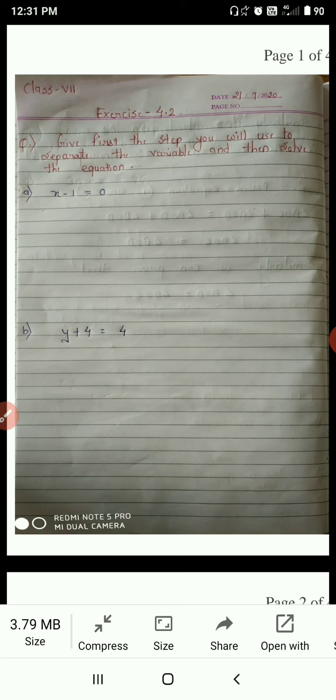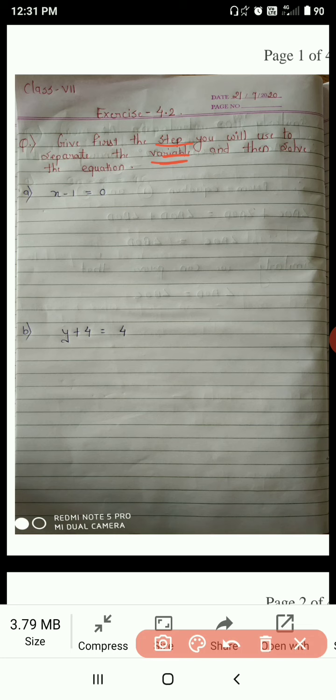See here I have written a question. Give first the step you will use to separate the variable and then solve the equation. Here you have to write the step. It means what you are going to do. You have to write that first before solving the question, and then solve the equation.